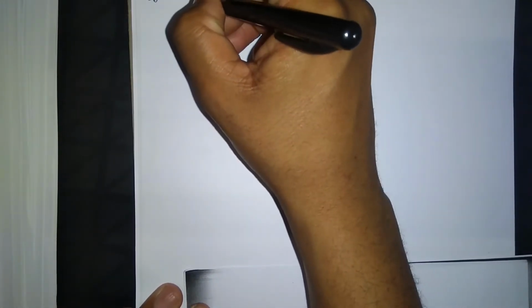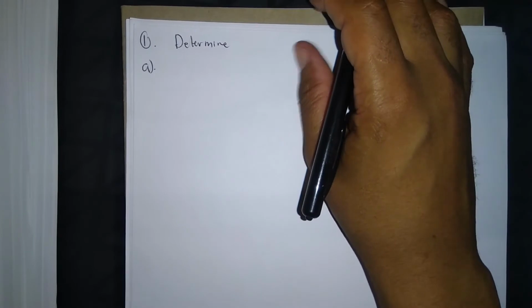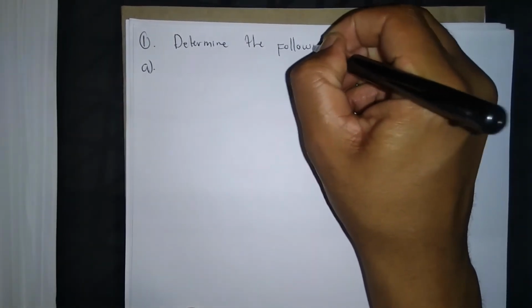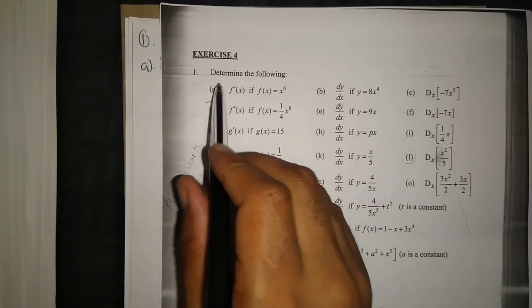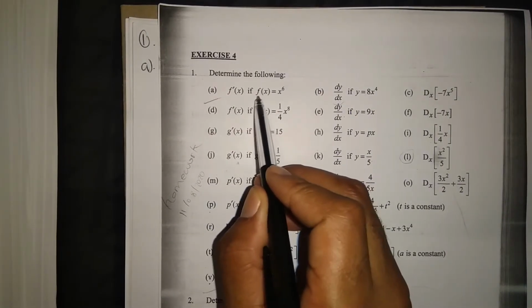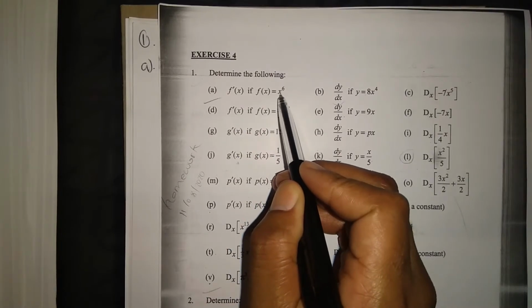Okay, number 1. Asiqale ngo-number 1, uthi determine the following. Determine the following. We want to determine the derivative if f of x is equal to x exponent 6.